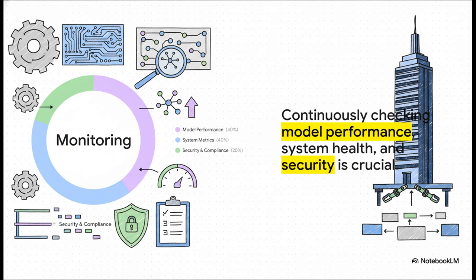And this chart breaks it down beautifully. Just think of it as the building's 24/7 security and engineering team. 40% of their job is monitoring model performance, making sure the elevators are still going to the right floors. Another 40% is system metrics. Is the power on? Is the water pressure stable? And the last 20% is all security and compliance, checking every ID at the door. It's that constant watchfulness that keeps our skyscrapers safe and valuable.